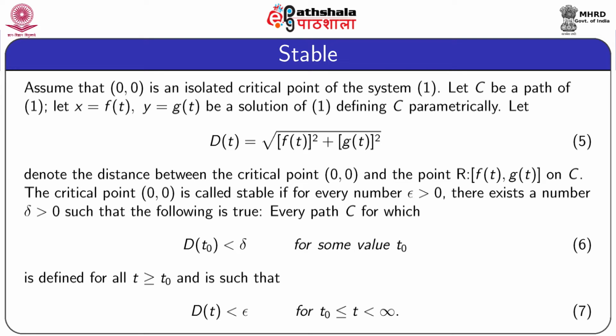Now, the critical point (0, 0) is called stable if for every epsilon positive there exists a number delta positive such that the following is true. That is, every path C for which d(t0) is less than delta for some value t0 is defined for all t greater or equal to t0 and is such that d(t) is less than epsilon for all t greater or equal to t0. Now, let us look at the visualization of stability, how the figure looks because of these mathematical expressions.